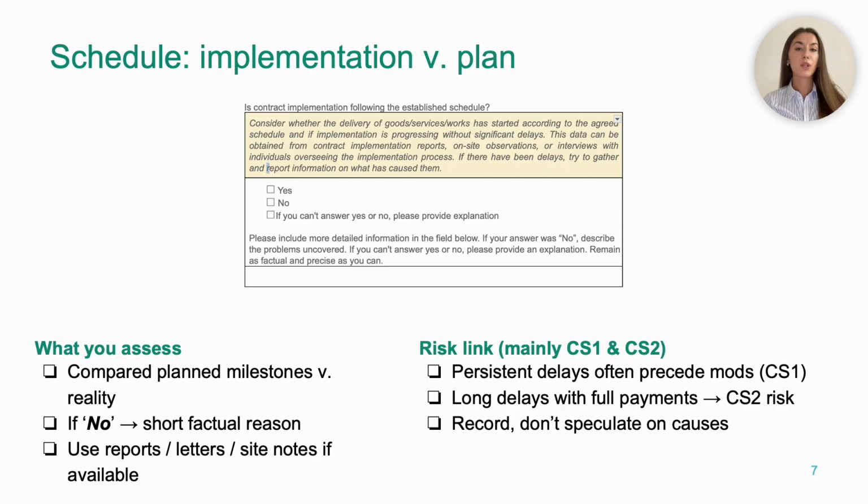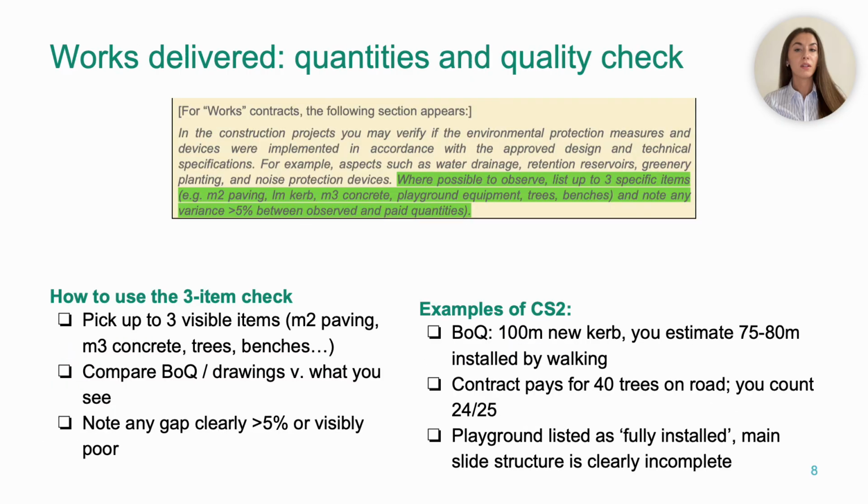But for corruption scheme 2, extreme delays combined with high payment levels can indicate that money is going out while little is happening on the ground. Now, at this stage, you don't need to decide whether the delays are justified, maybe because of the weather, design errors, or missing permits, but you simply record that the project is not on track and, if possible, how far it has drifted from the original schedule.